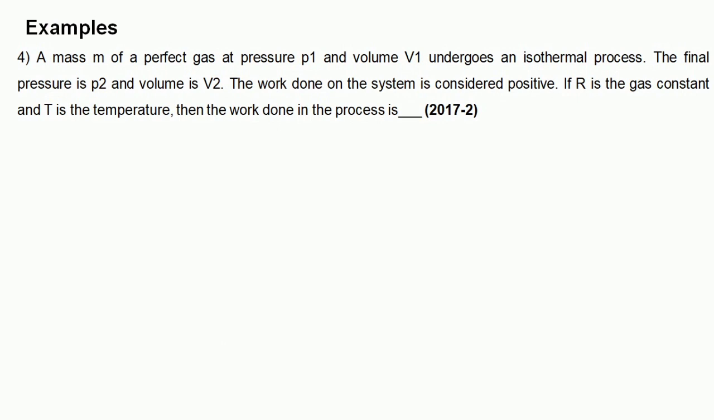Here example number 4 is from GATE 2017, part 2, session 2. Here it's given a mass M of perfect gas, with initial condition pressure P1 and V1, that undergoes an isothermal process. So the process is given as isothermal. The final pressure P2 and V2 is given. The work done on the system is considered positive. If R is the gas constant and T is the temperature, the work done on the process is.